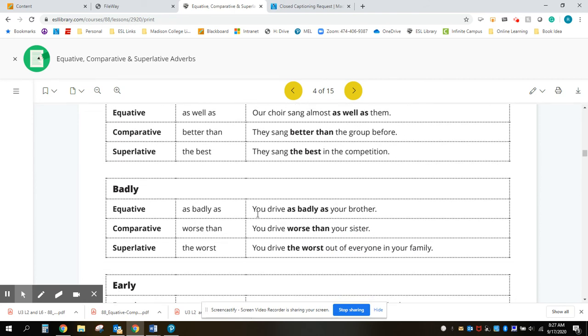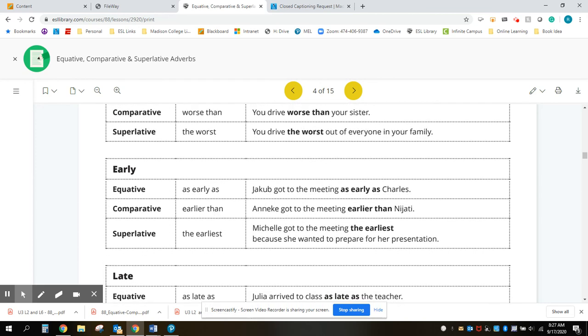Badly. You drive as badly as your brother. You drive worse than your sister. You drive the worst out of everyone in the family. You can pause the video and look at each of these examples.